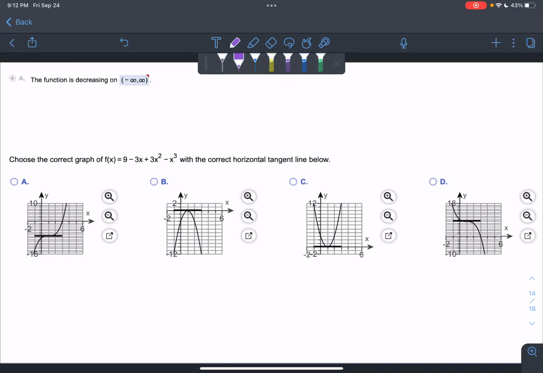So I think we already identified that it's a cubic function, so let's throw out B and C, and then from the previous 2 questions, we know that it's decreasing everywhere. So this is increasing, right? And this one's strictly decreasing, so D's our answer.